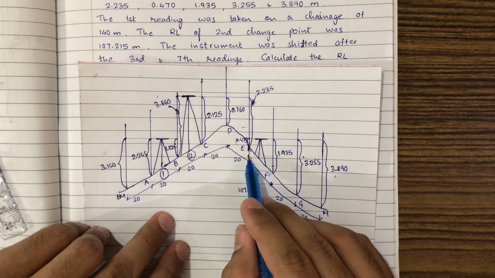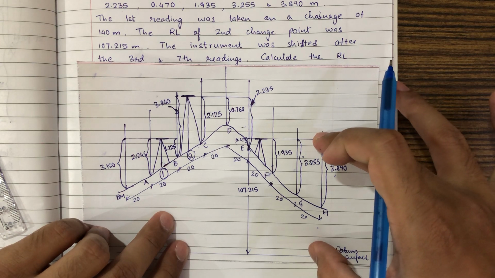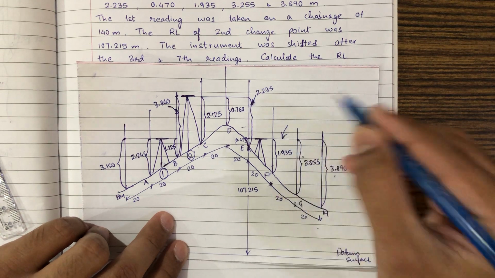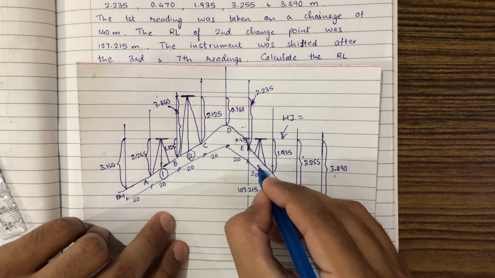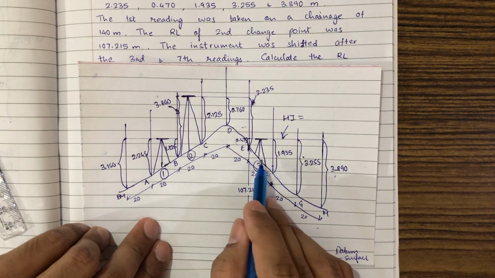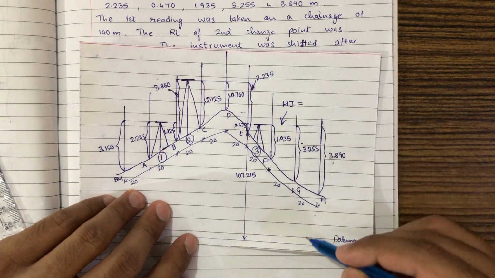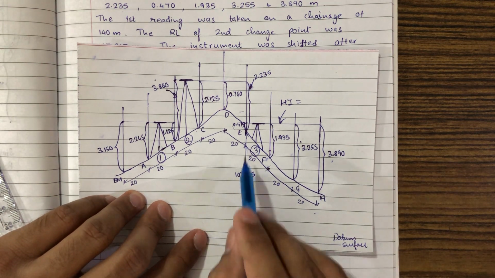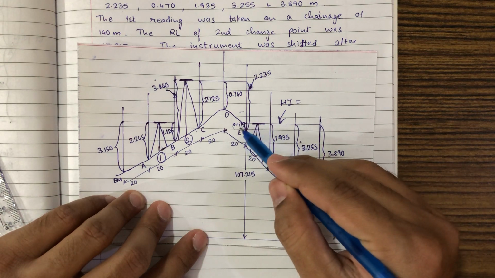Now the RL of E is given, so we can find the height of the instrument at this position. Also we can find the height of instrument at this position also. This line is the height of instrument, that is HI, for position 3. For position 3 the height of instrument is this total height. Height of instrument is calculated from the datum surface. So how can this height of instrument be calculated? From here to here it is 107.215 and from here to here it is 0.47.